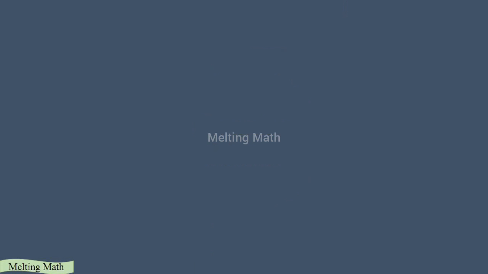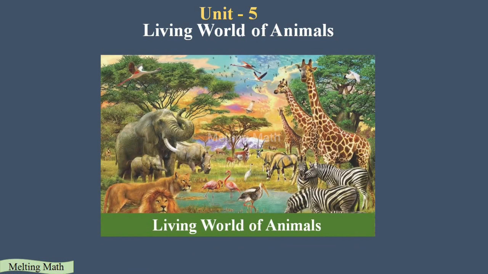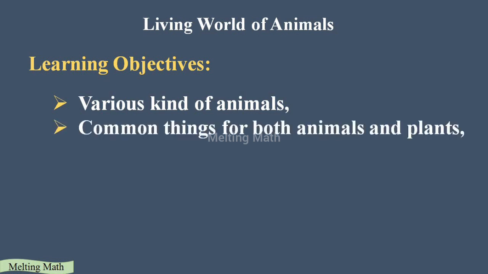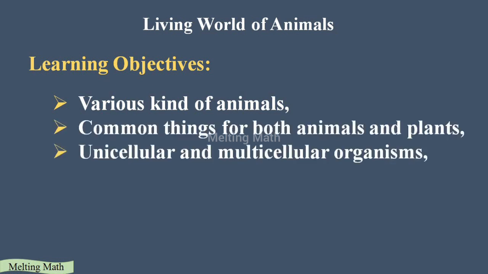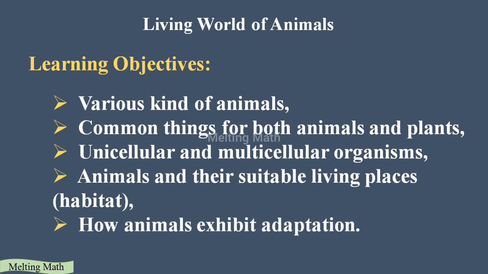In this video we are going to see about the living world of animals, which is in the 6th standard Tamil Nadu new syllabus, term 1 science book, unit 5. In this unit we are going to see about various kinds of animals, common things for both animals and plants. After that, unicellular and multicellular organisms, then animals and their suitable living places, which we call habitat. Finally, the adaptation of an animal. Okay, let's get into the unit.